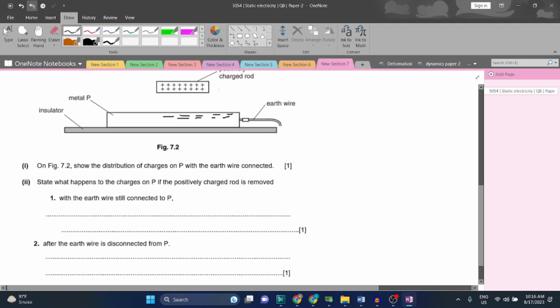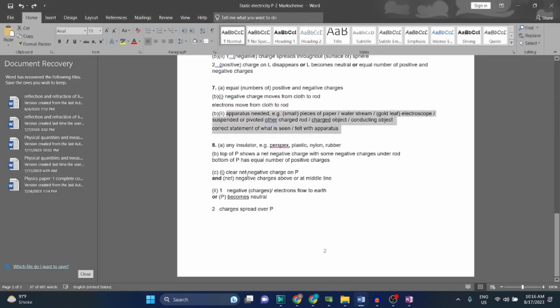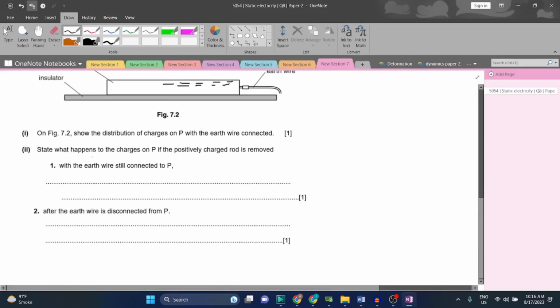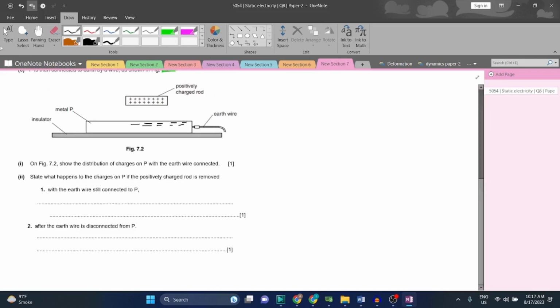Let's take a look once. Net negative, negative charges above or at the middle line. State what happens to the charges on P if the positively charged rod is removed. The positively charged rod is removed with the earth wire still connected to P. What have they told us? This positively charged rod has been removed, right? And the earth wire is still connected.